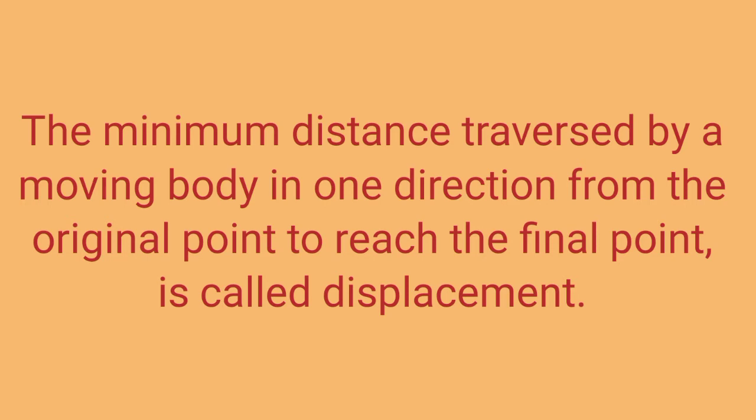So in the figure we have seen that the object moves from A to B, then B to C and C to D in different directions, but from point A to D there is a minimum distance he covered. That is, this distance that he covered from A to D is the minimum distance. Though he goes from A to B, then B to C, then C to D, the minimum distance he travels is AD. So AD is the displacement of the body which is in motion.